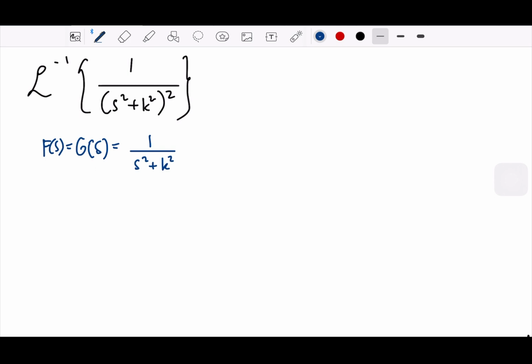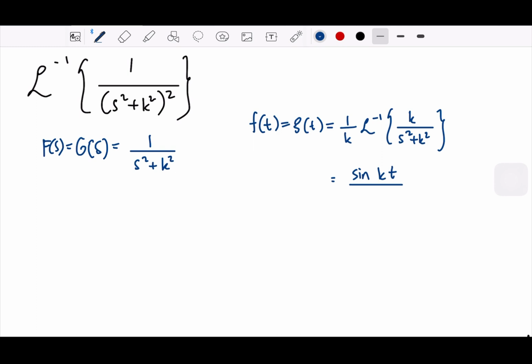Now because of this, we could imagine what kind of inverse we have for f of t and g of t. So if you have s squared plus k squared in the bottom, then perhaps it will be a sine, but we need to multiply with a constant, okay? Because this is k squared, so we need to multiply with that, right? So this gives f of t equal g of t equal 1 over k times Laplace inverse of k over s squared plus k squared, okay? Or we could say that this will be sine kt over k, okay? So that is our f of t and g of t.